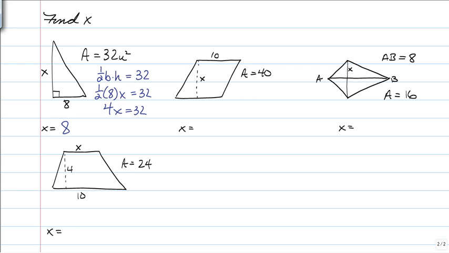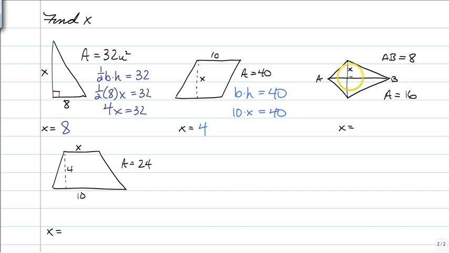So again, you set up the formula first. A parallelogram is simply base times height, and it's equal to 40. We know that the base is 10. We don't know the height. So 10x is equal to 40, so x is equal to 4. Plain and simple.